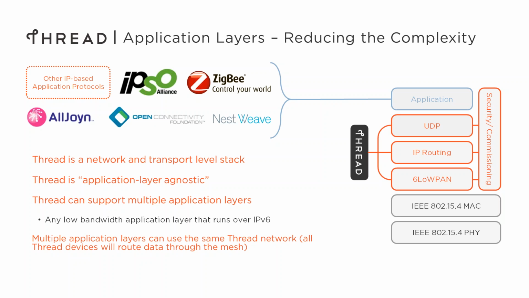So one of the big advantages with Thread is that because it's at the networking layer, you can have multiple application layers use the same Thread network. That means that you might have different devices in the home that have different application layers, but those devices can still connect and route data through the mesh network to each other. So this is the reason why Thread does not include an application layer, but any IP-based application protocol can be adapted to run on top of Thread easily, as well as non-IP-based application protocols that would require some sort of adaptation.